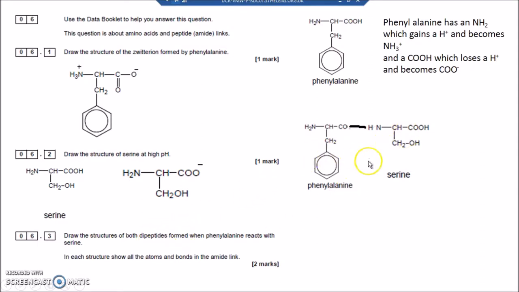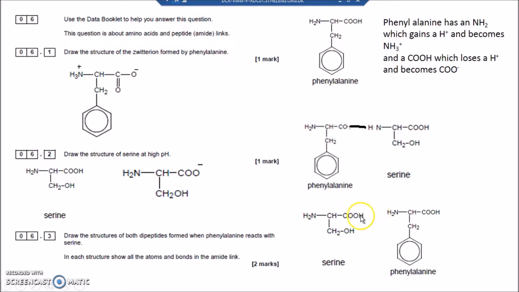A dipeptide is two amino acids joined together. And this here, my CONH, is my peptide or my amide link. Right, what happens if they're the other way around? Well, let's draw them, the serine on the left and the phenylalanine on the right.